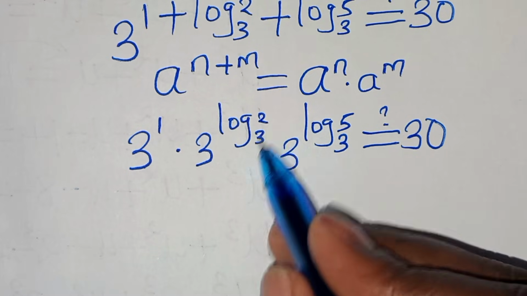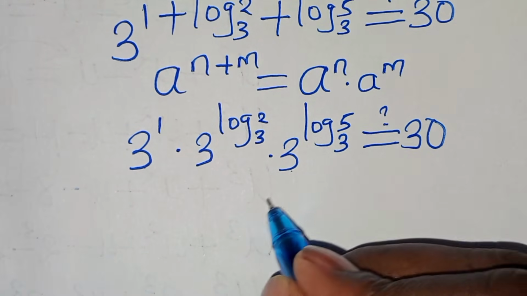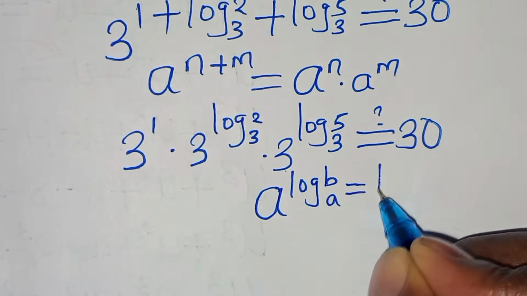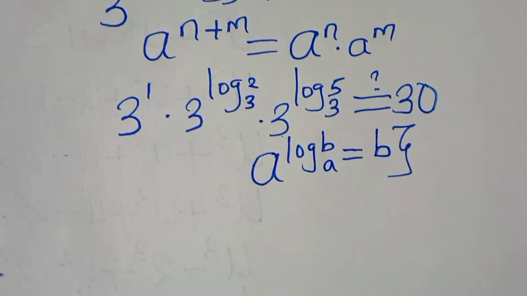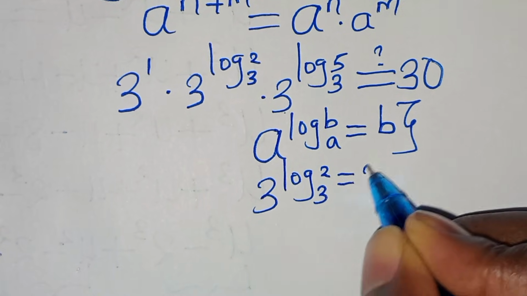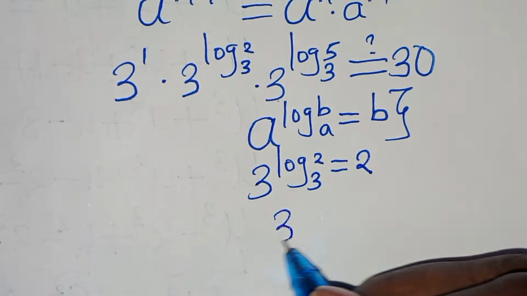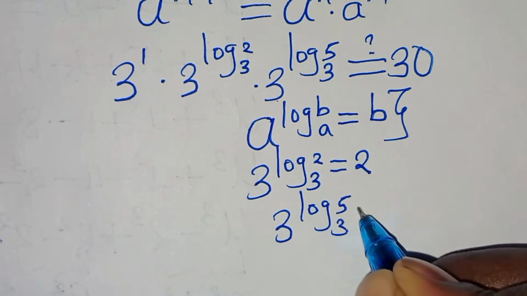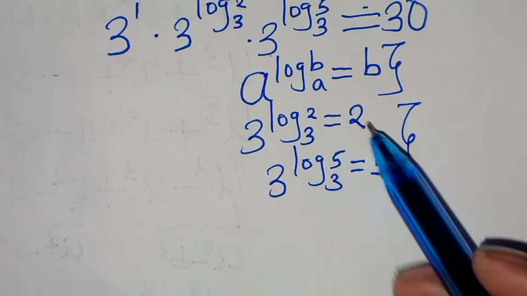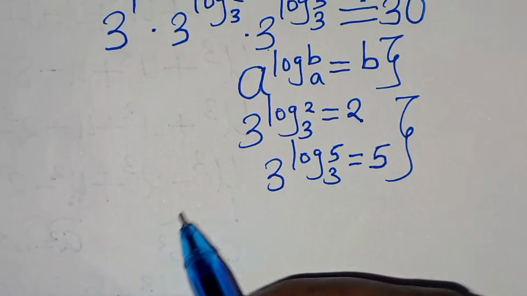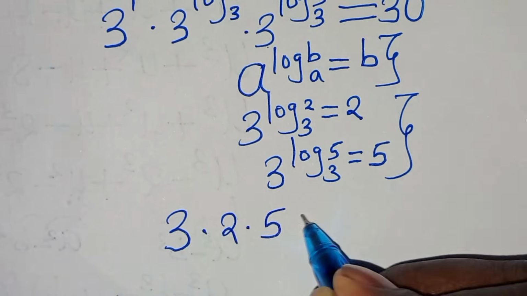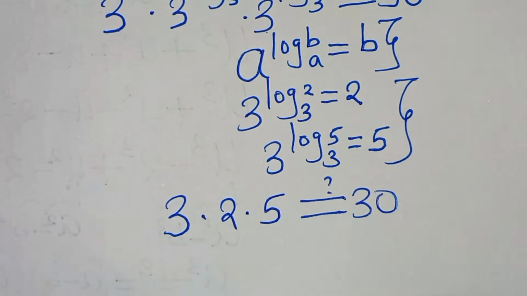So 3 to the power of log 2 to base 3 and 3 to the power of log 5 to base 3, this is in the form of a to the power of log b to base a, and this is supposed to give us a value of b. So 3 to the power of log 2 to base 3, this should give us a value of 2, and 3 to the power of log 5 to base 3, this is supposed to give us a value of 5. Substituting 2 and 5 back to the equation, then this means we have 3 times 2 times 5. This should give us a value of 30.